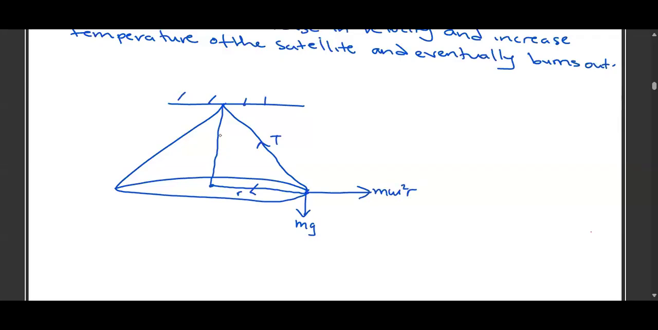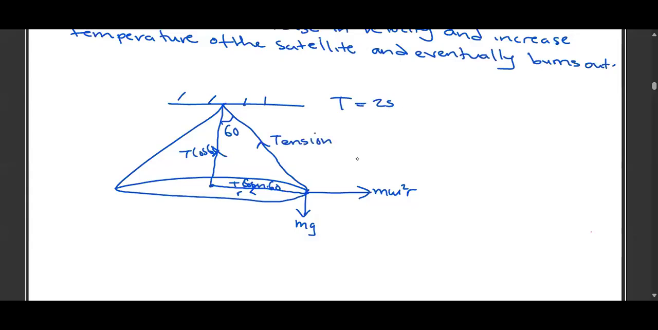Then tension, if you resolve it here at this angle of 60, it will give us two components. One is going to be T sine 60. Then here we shall have T cos of 60. Our periodic time is given as 2 seconds. This is the tension.